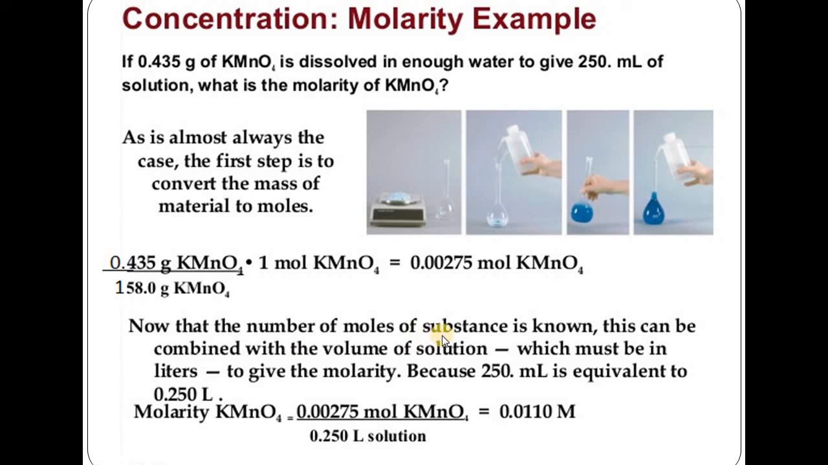Now once the number of moles is known, we have to relate it to the volume. Here we have 250 ml of solution and we have to calculate in terms of molarity, so we will take it in liters. So 250 ml is equivalent to 0.250 liter. Now molarity is what? It is the number of moles divided by volume of solution in liters. So ultimately we get the answer 0.0110 molar KMnO4 solution.